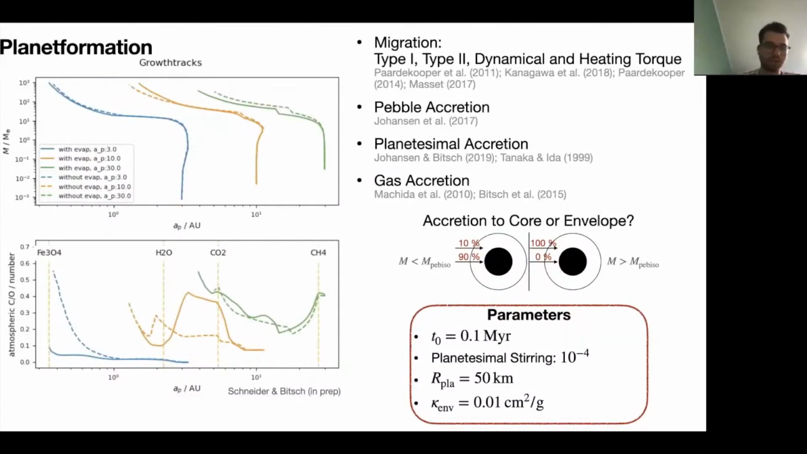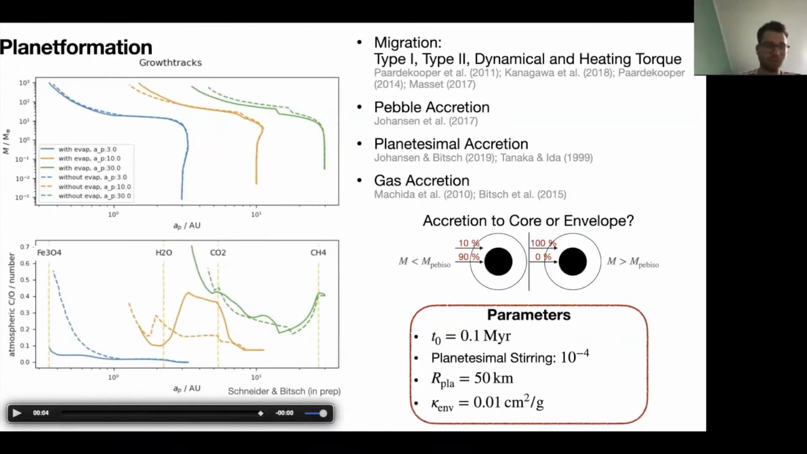So now you can see the cold Jupiter, the warm Jupiter, and the hot Jupiter have very different C/O ratios at the final position. While with evaporation turned off, these planets don't really make a difference in C/O ratio and are quite the same. So we propose that we will only see this change when we turn evaporation on.